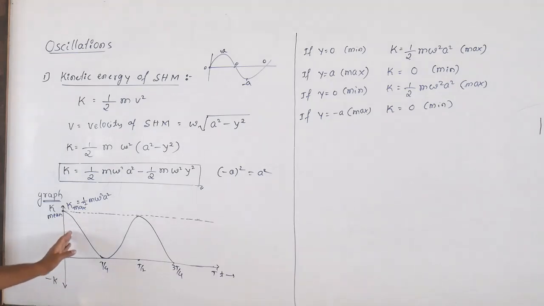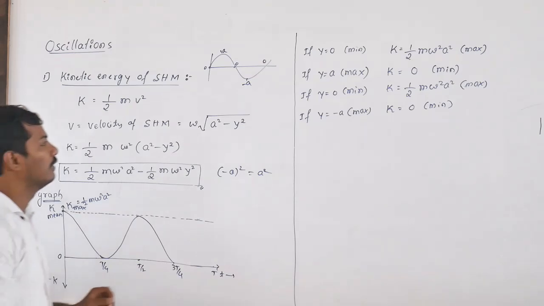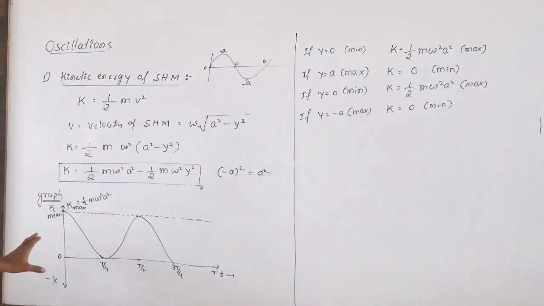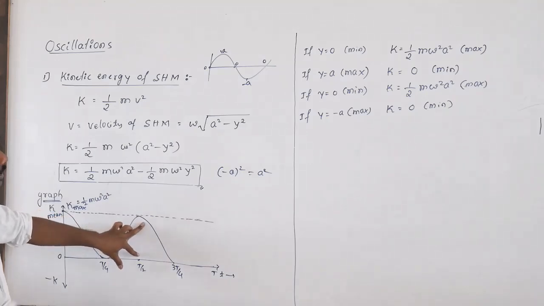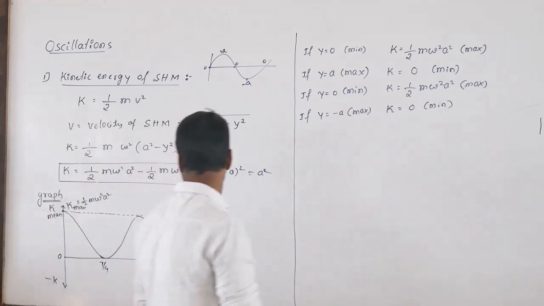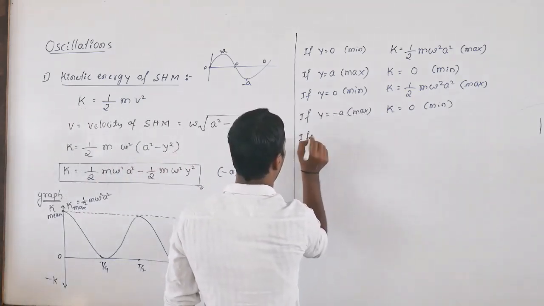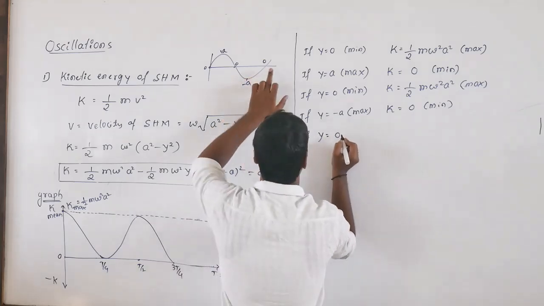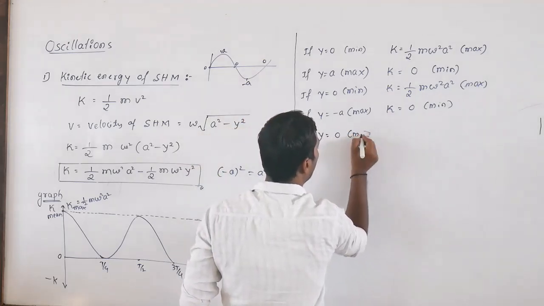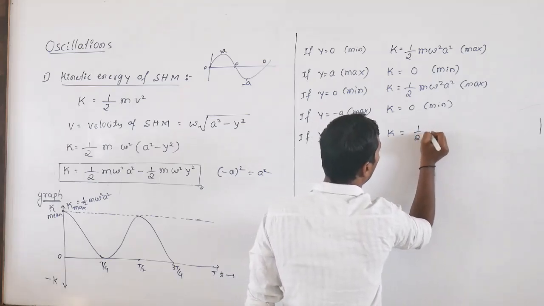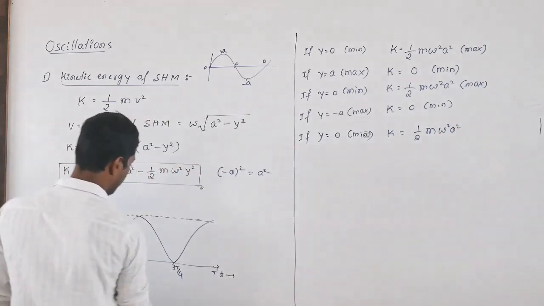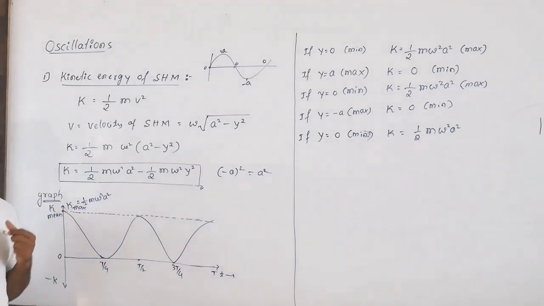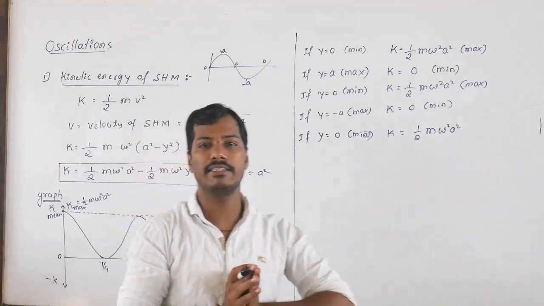Like this it will come. Then another thing: here it is minimum at T by 2, and then it is maximum, then it is minimum. I'll write here. Next, if y is 0 here, then it is the minimum condition, and the kinetic energy is again 1 by 2 m omega square into a square. Like this. This is the graph of the kinetic energy. If the displacement is 0, then the kinetic energy is maximum because the velocity is maximum.